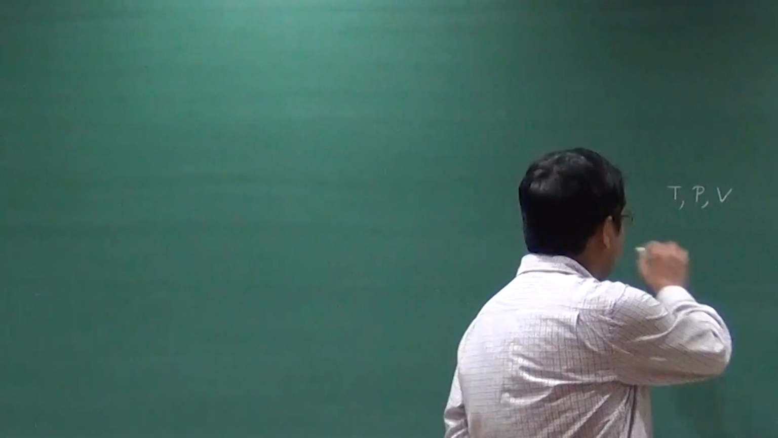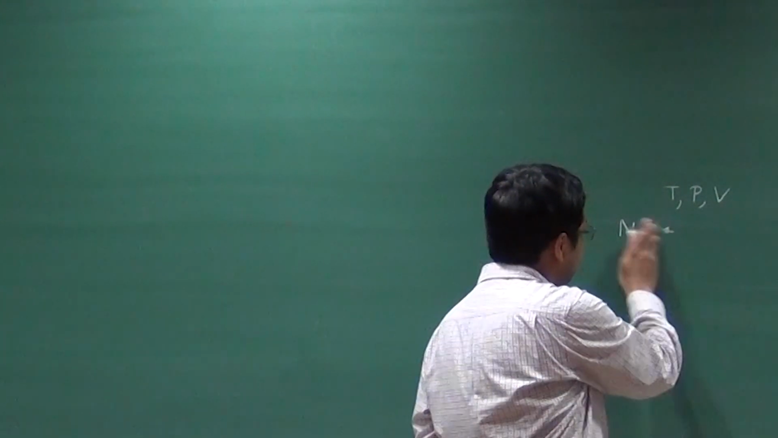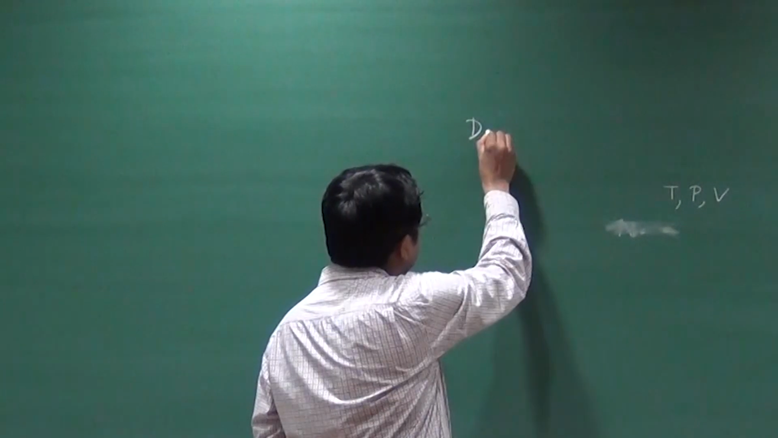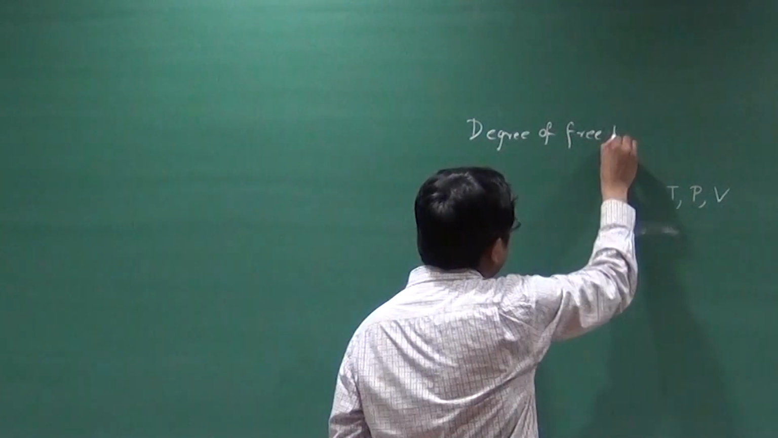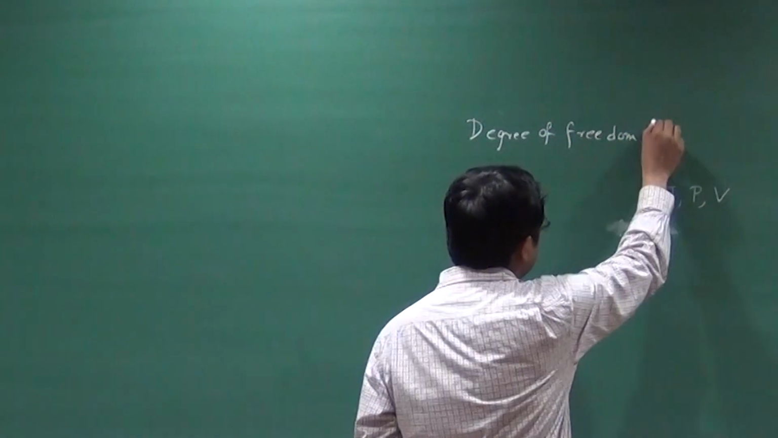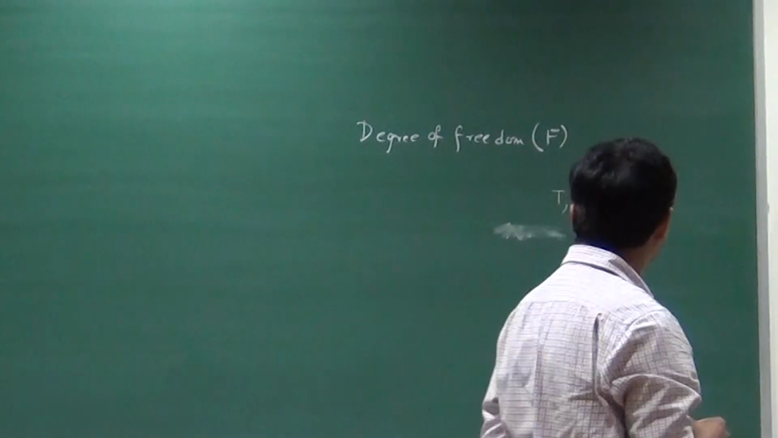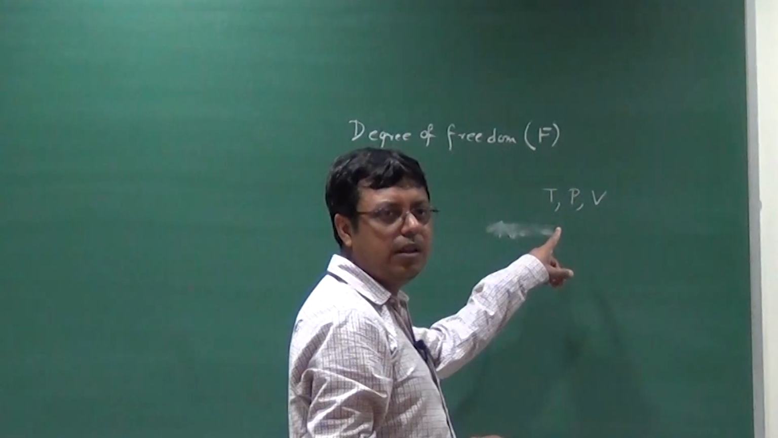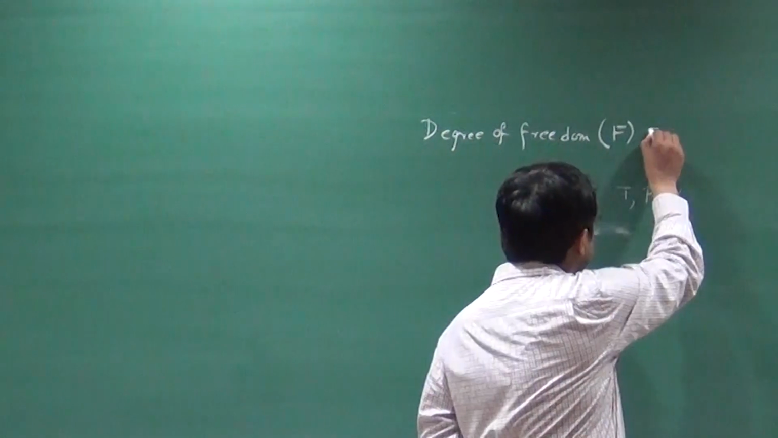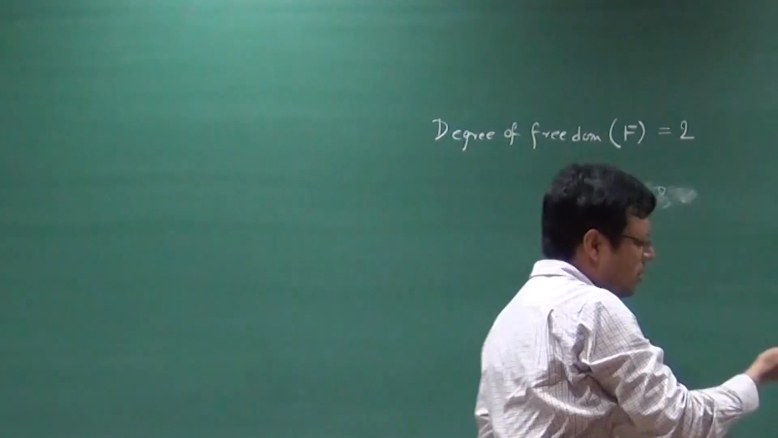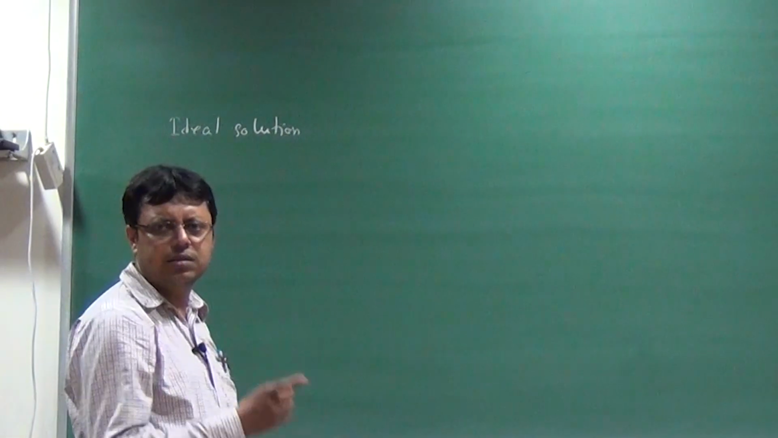Okay. So in that sense, the total number of variables is 3, but the number of independent ones is 2. The degree of freedom, which is usually denoted as F, how many degrees of freedom are there, which alternatively you can think of as the number of independent variables. Okay, so that is basically 2. Now that is for what? That is for a bulk system. Now think about a different thing.